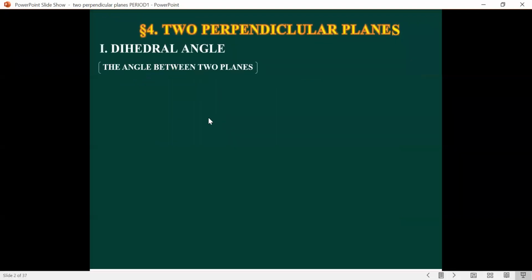1. The angle between two planes. This concept is named the dihedral angle. How do we define the angle between planes? Here, look at here.